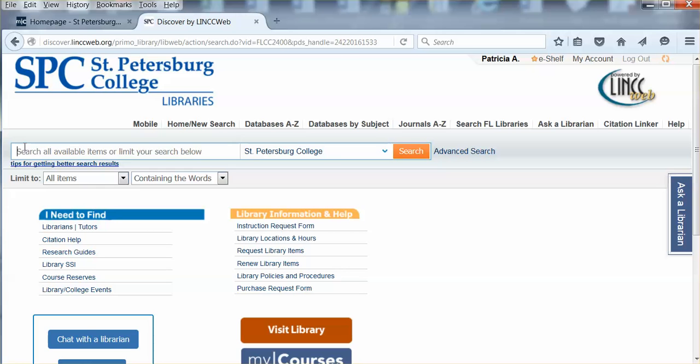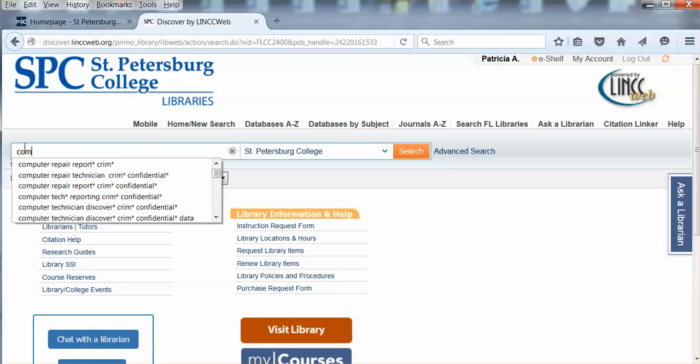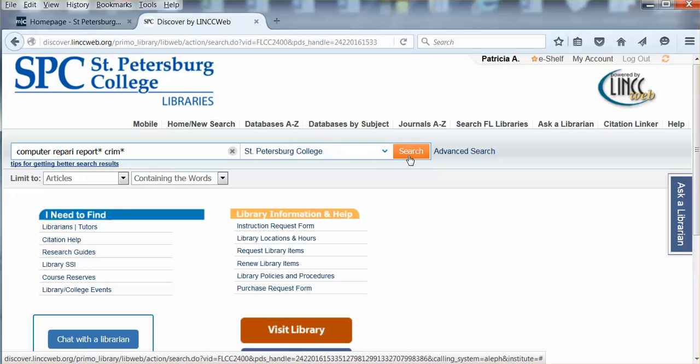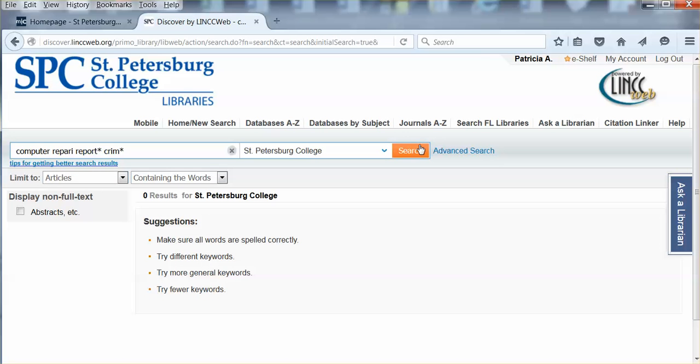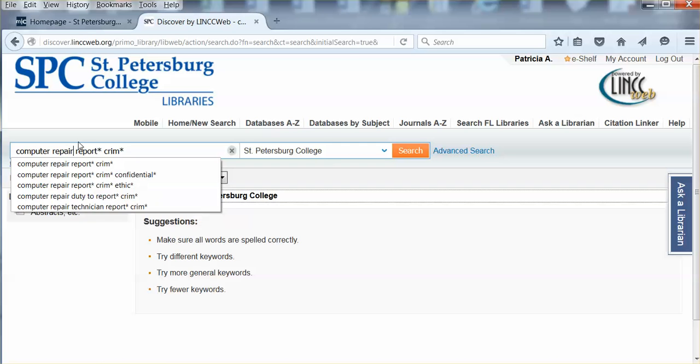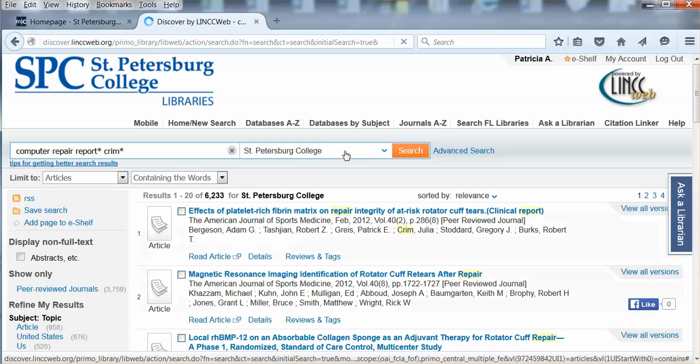My first ones I tried were computer repair, report with an asterisk to get report, reporting, anything like that on the stem word, and crim for crime with an asterisk, or criminal, anything on those stem words. Basically I'm looking for articles. I don't really expect to find any books on the topic. Might find something on cyber crime, but I'll go ahead and click search and see what I get. Well, I misspelled repair, so I'll have to redo that search. Okay, we'll see what kind of results we get.